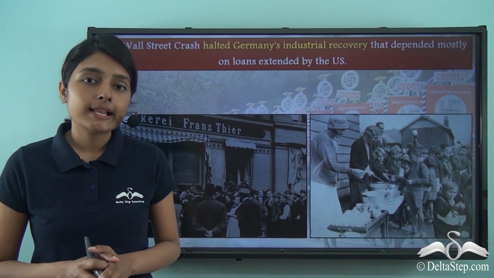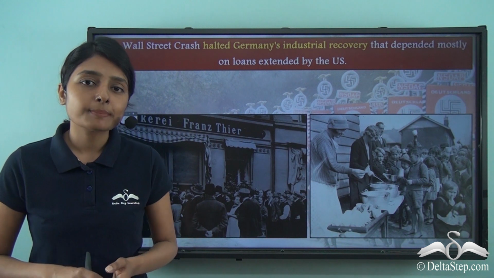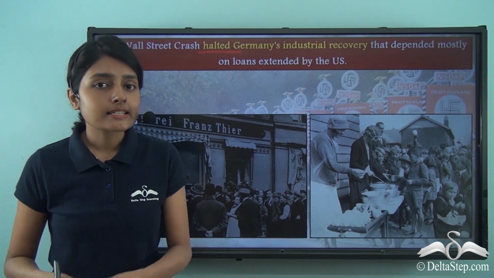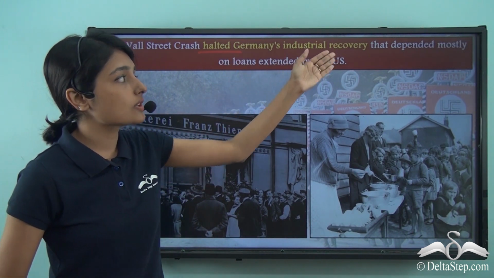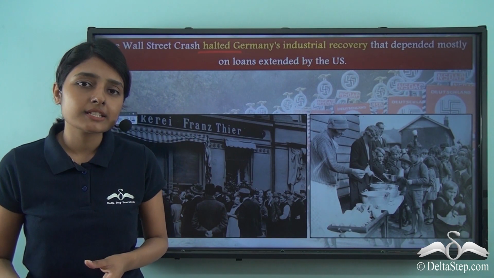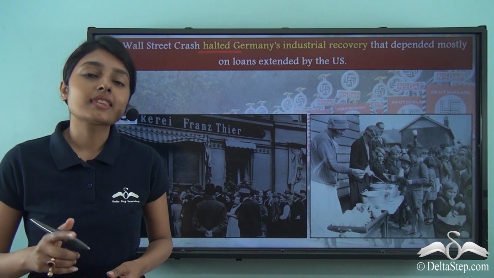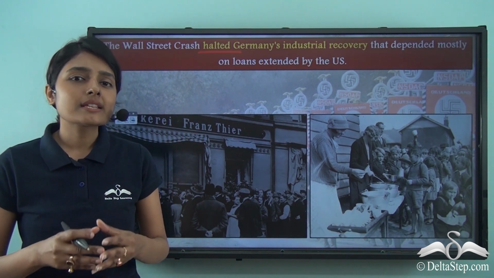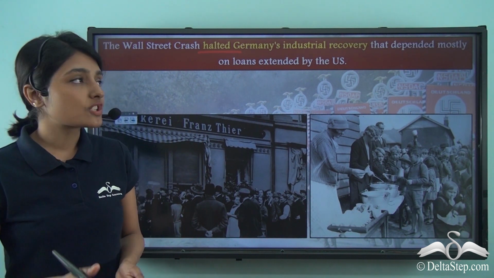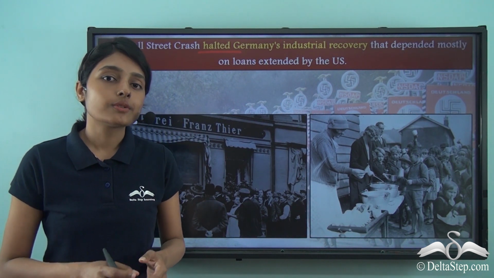Now all kinds of help that were extended to Germany by the US, be that in the form of the Dawes Plan or several other loans, were now halted. And this in turn halted Germany's industrial recovery as well, because Germany was witnessing some sort of an economic stability between 1924 and 1928 on account of the loans that were extended by the US. But US intervention and US help completely stopped after the Wall Street crash, which is why Germany's industrial recovery was also halted and stalled during this period.